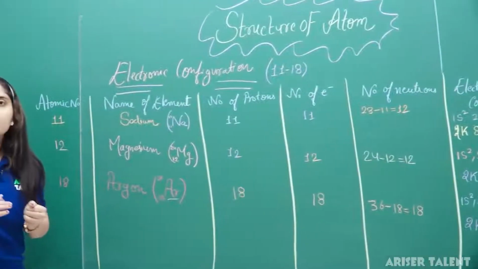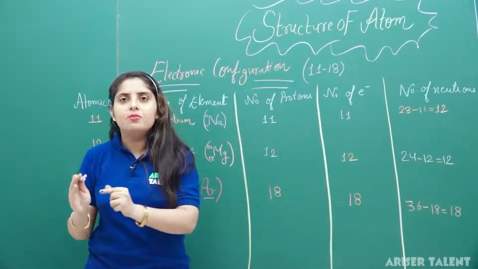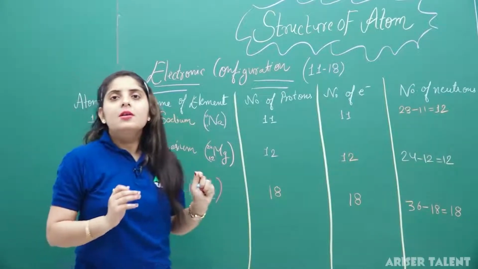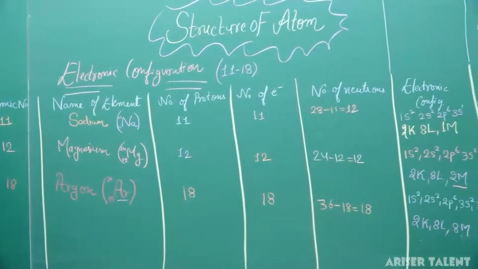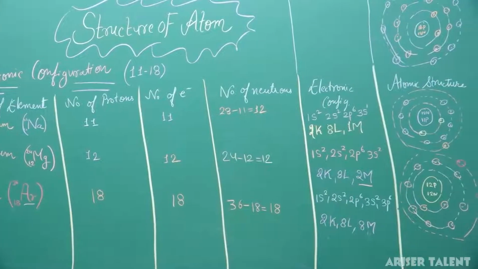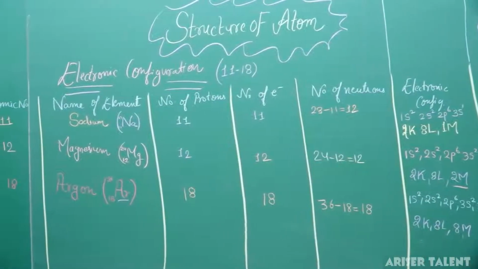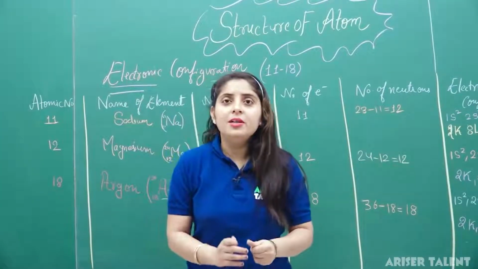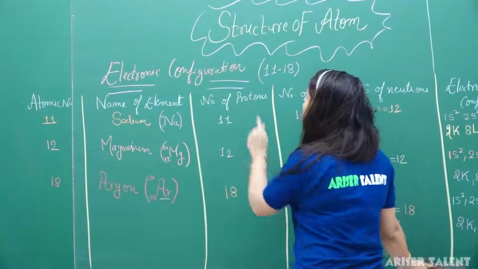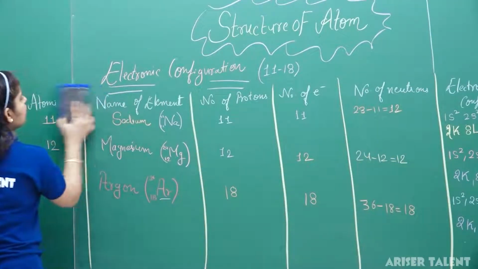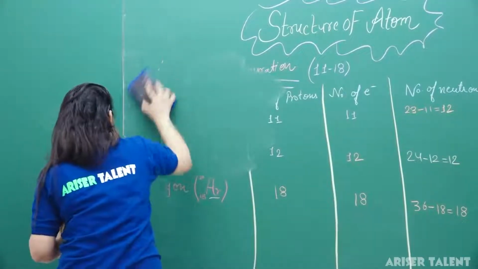Similarly, we can write the electronic configuration of an element in this way, having occupancy of K shell, L shell and M shell, and draw the atomic structure as follows. If someone wants to copy it, please copy it now. So, in today's lecture, we have learned about the electronic configuration of certain elements. Now, we will go through our next topic, that is, what are the applications of electronic configuration.